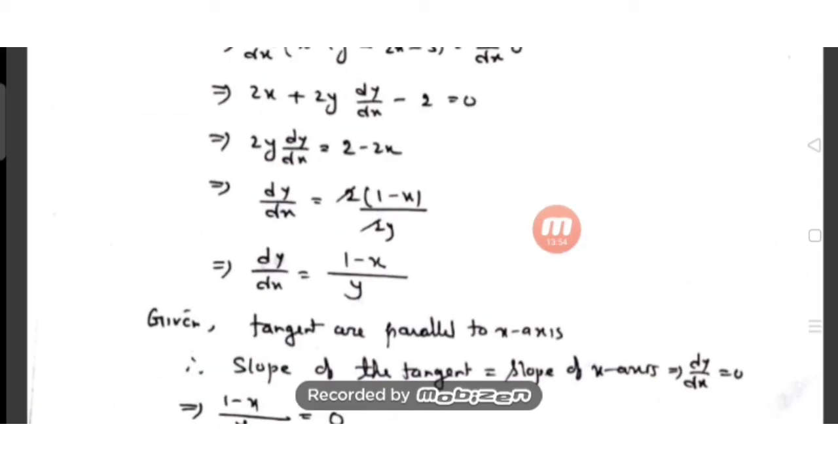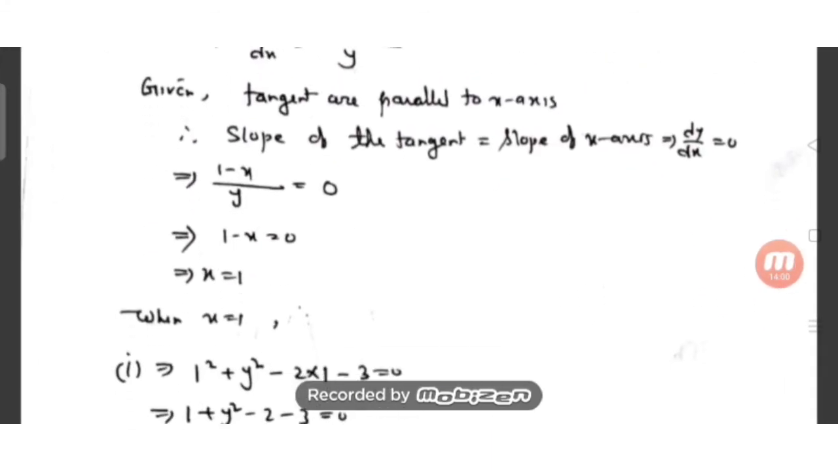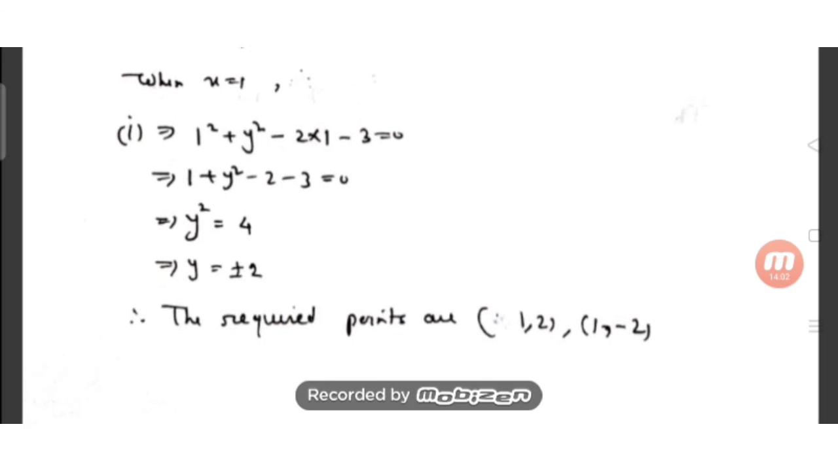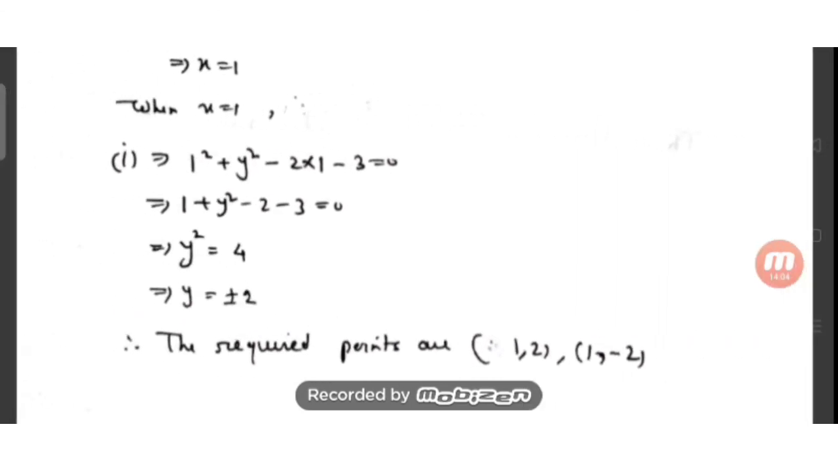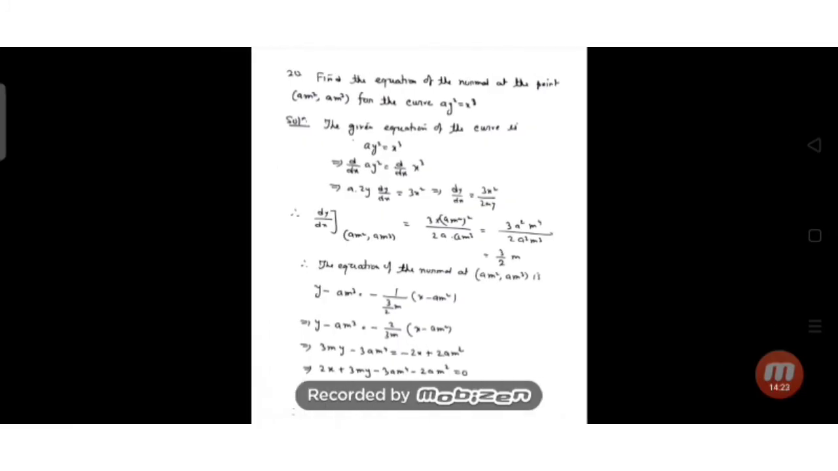When x equal to 1, you put it in the curve. The curve is x² + y² − 2x − 3 = 0. So putting this value x equal to 1 in the curve, we'll have 1² + y² − 2 into 1 − 3 = 0. On doing calculation, we got y² equal to 4, which gives you y equal to ±2. So what are the required points? x equal to 1, y value is 2, and next 1 and −2. Okay, so this is the solution of question number 19.